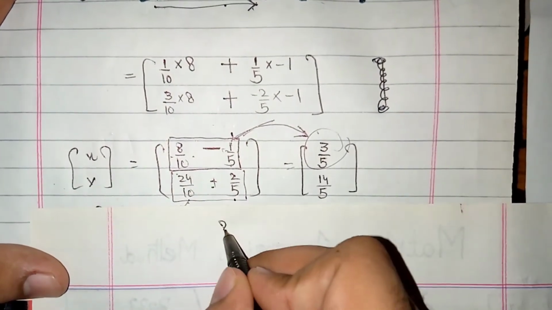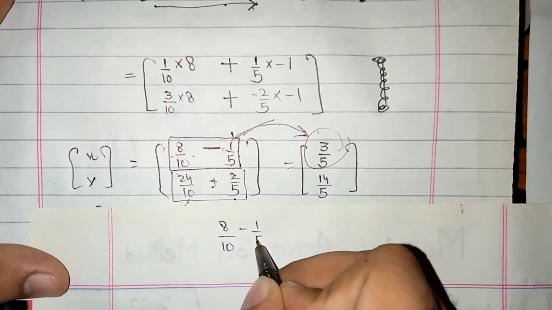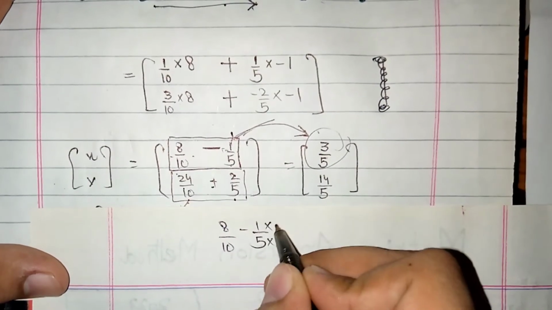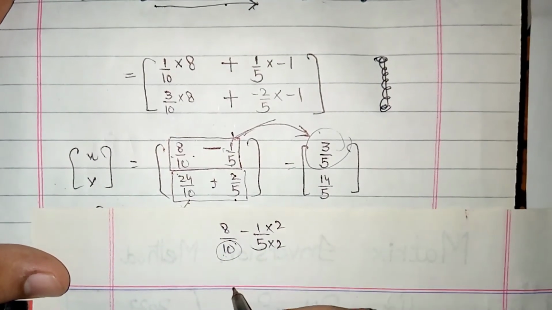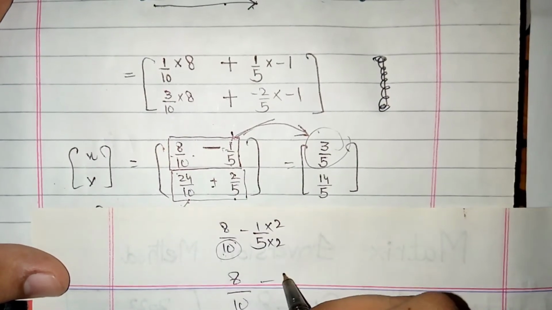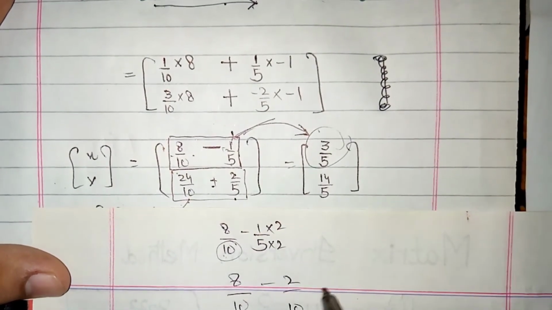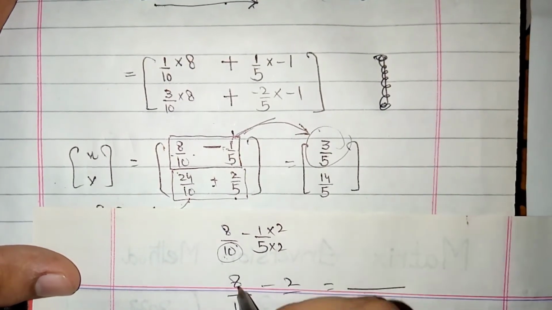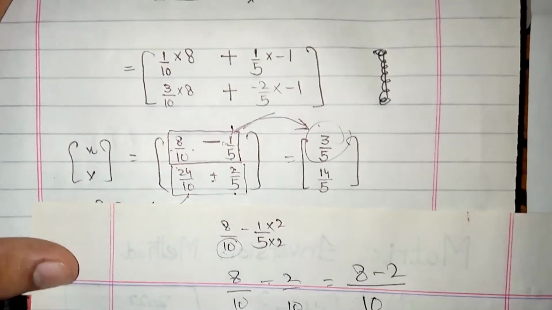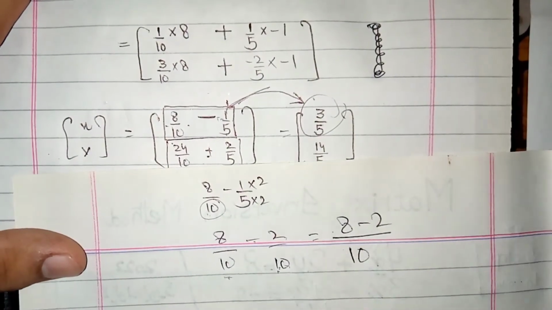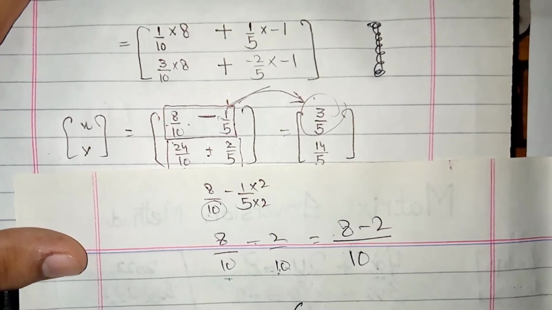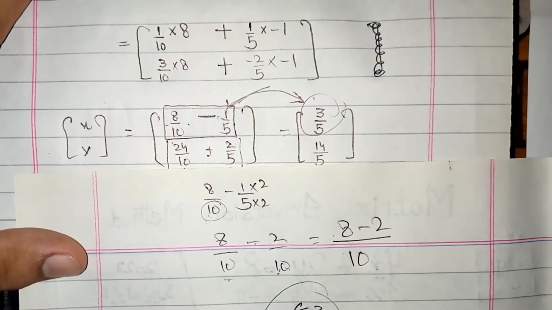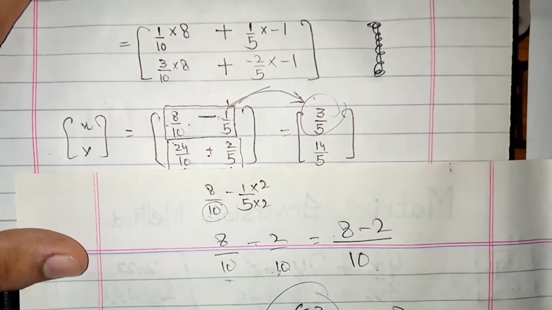So now simply write here 8 over 10 negative 1 over 5. Make the denominator of both fractions the same. So multiply this with 2 to get 10. So 8 by 10 negative 2 by 10. So the denominators of both fractions are the same, 10, and 8 negative 2 is as it is. And you all know that 8 negative 2 is 6 by 10. Now just simplify this. 2 times 3 is 6, and 2 times 5 is 10. So here you will get 3 over 5.